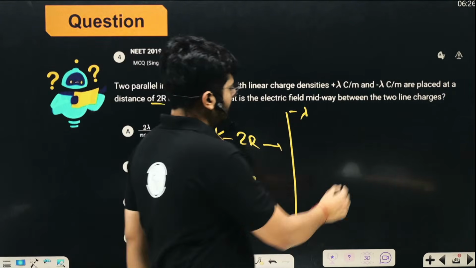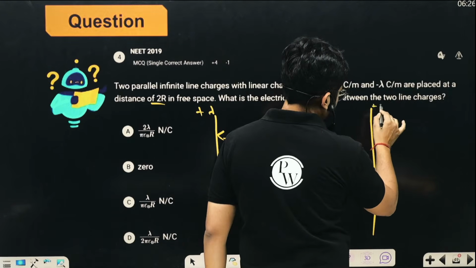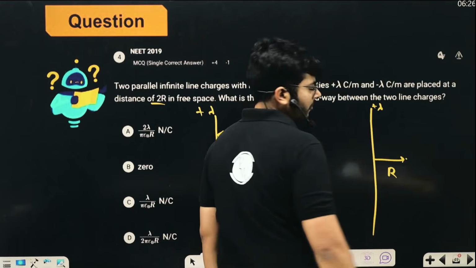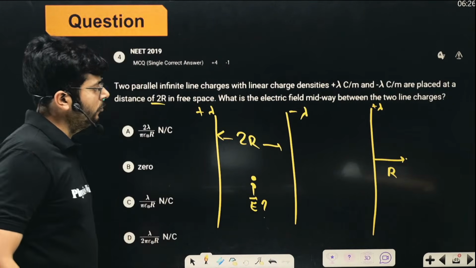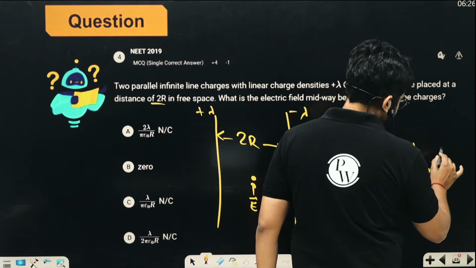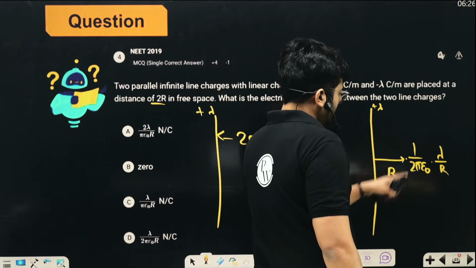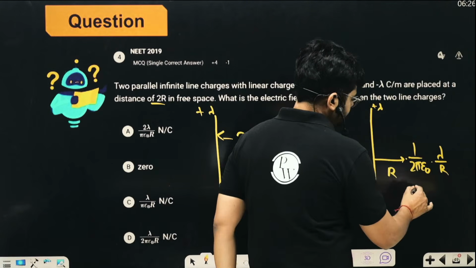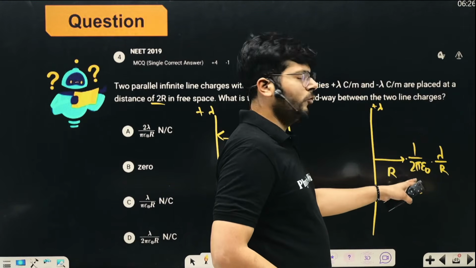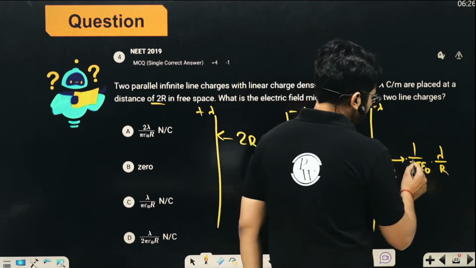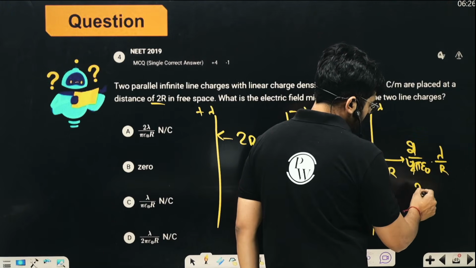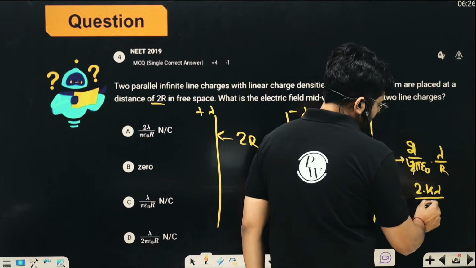We know that in case of a linear charge distribution at a distance r, the value of electric field is 1 upon 2 pi epsilon naught times lambda by r. You can also write it as 2 times k, because 1 upon 4 pi epsilon naught is k. So 1 upon 2 pi epsilon naught is 2 times k. Or if you don't remember that, you can multiply and divide by 2, so it will automatically be 2k lambda upon r.